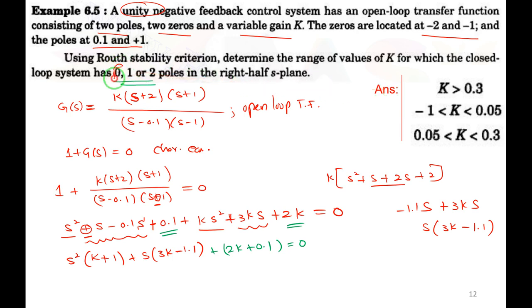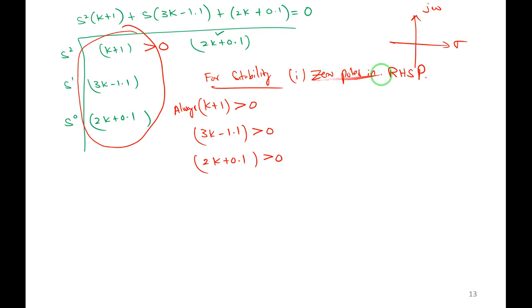We'll consider this condition: 0 poles in the right half of the S plane. That means all the elements in the first column should be greater than 0, all should be positive. So we'll find out the conditions here. From this, k should be greater than minus 1.